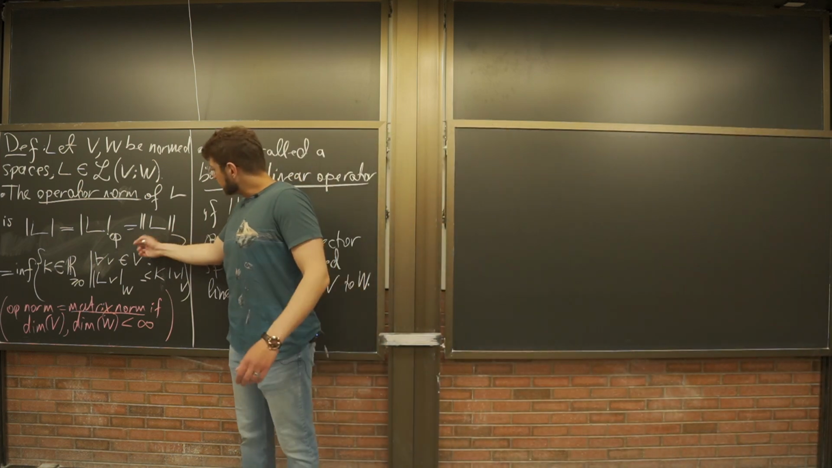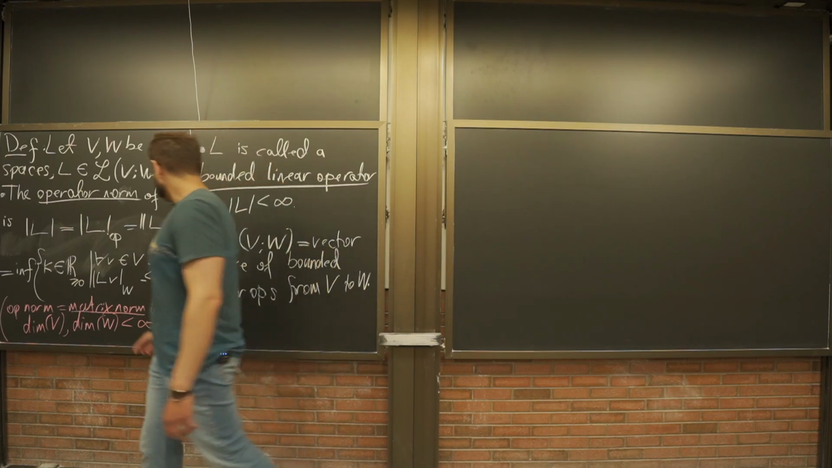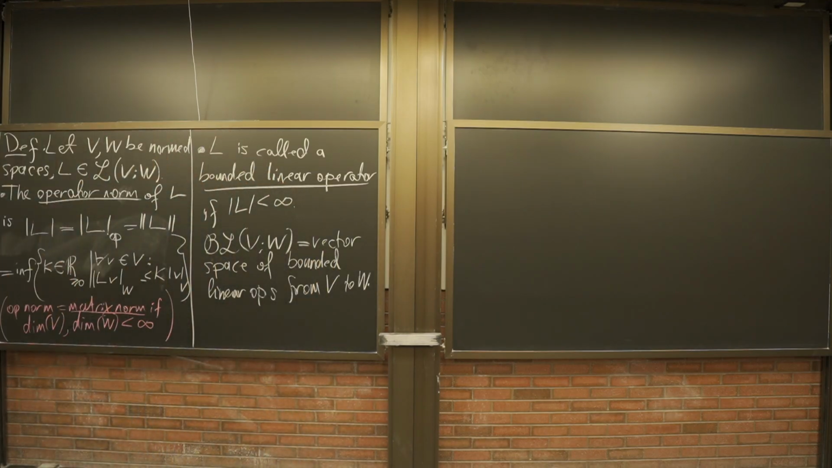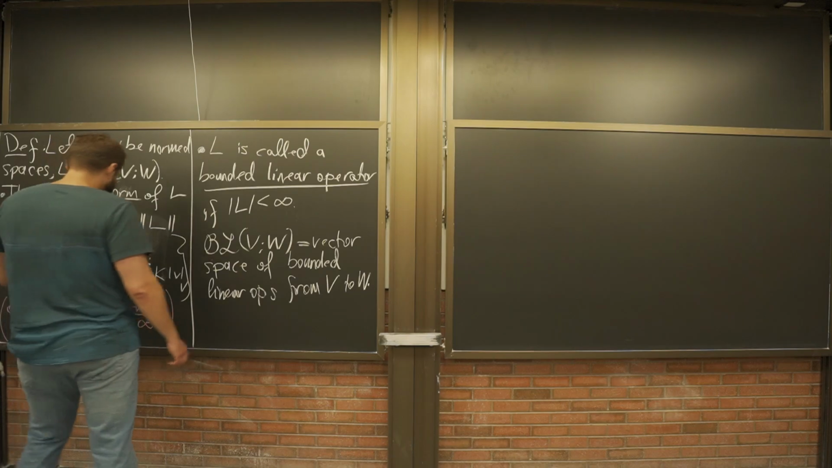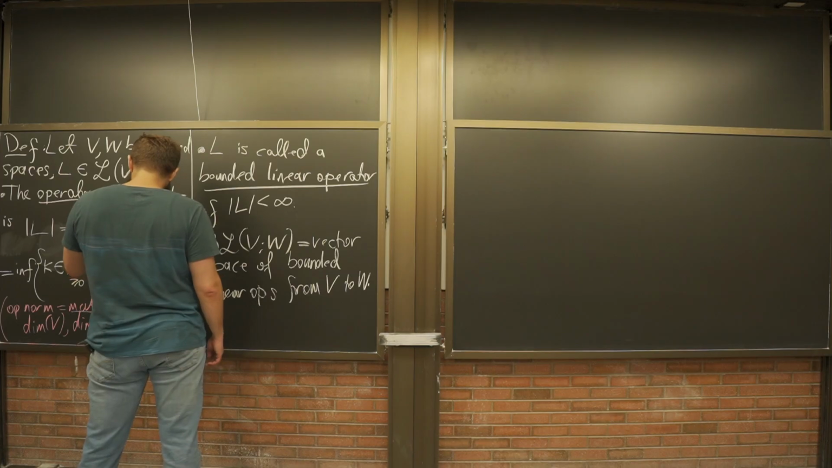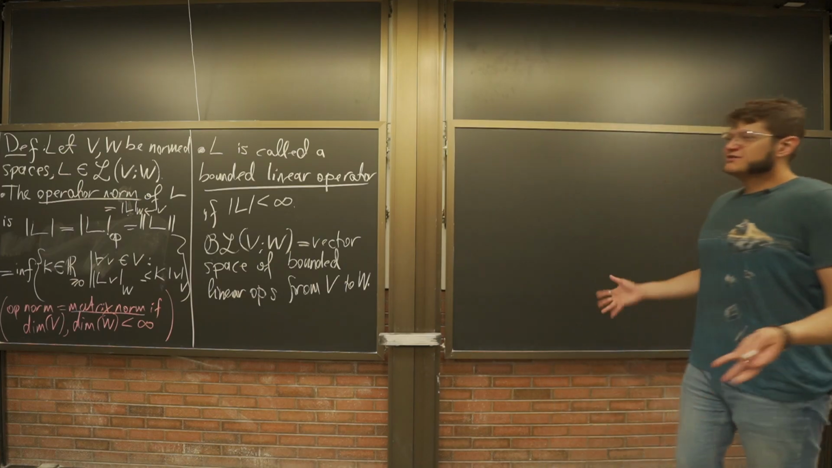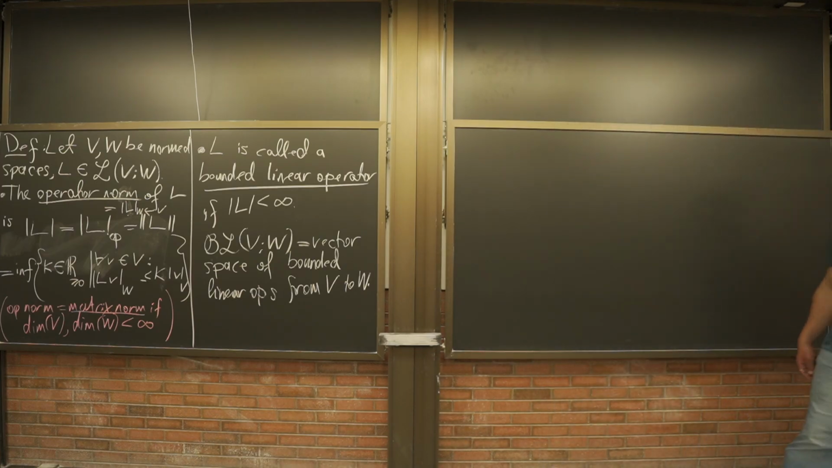This is also very common. Instead of putting one absolute value, you put two absolute values. Or some people also use this notation, L in absolute value, and then maybe like this, from V to W. These are all notations that are in the literature.